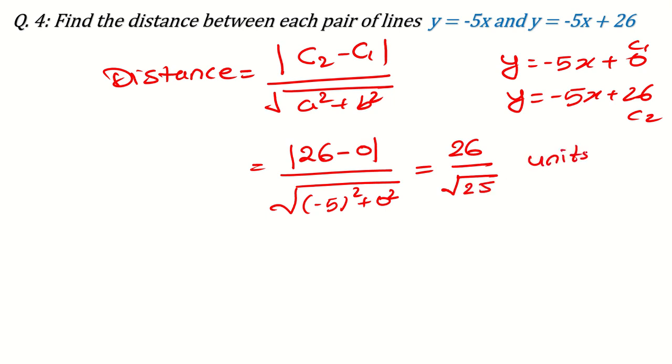This will be the answer. Okay, maybe the answer will be like this. If it is a multiple choice question, maybe they will write like this also, 26 square root of 25 divided by 25, because sometimes they prefer to rationalize, meaning they don't want to see the square root in the denominator. Okay, but it's okay, you should know these things.